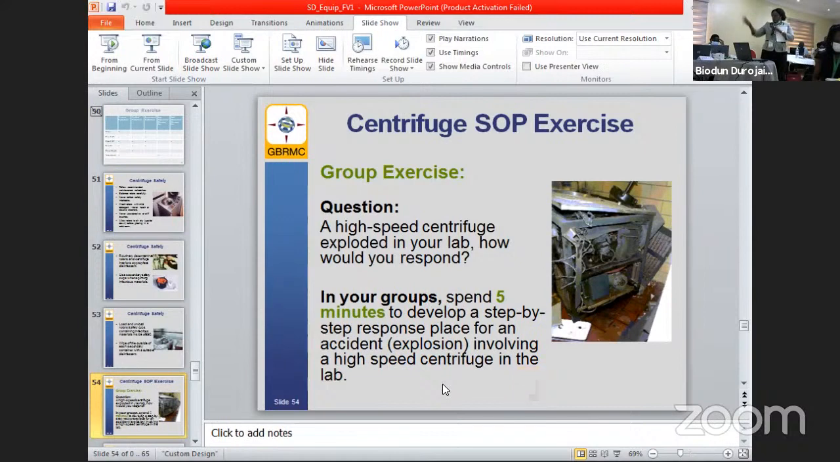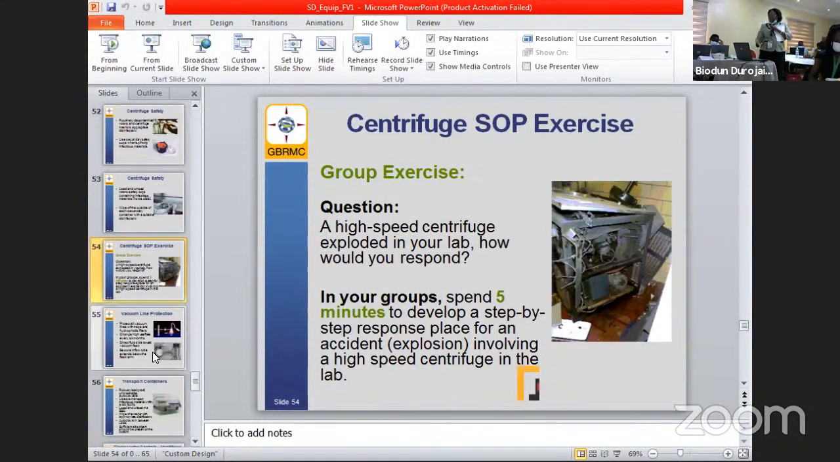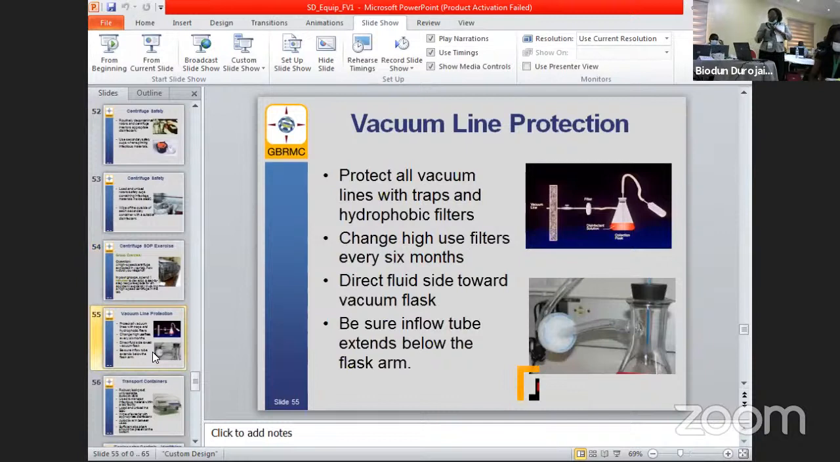Then, for vacuum line protection, protect all vacuum lines with traps and hydrophobic filters. Change high-use filters every 6 months. So the important thing is that whenever you have filters, always make sure of routine checks and that it's changed when due.